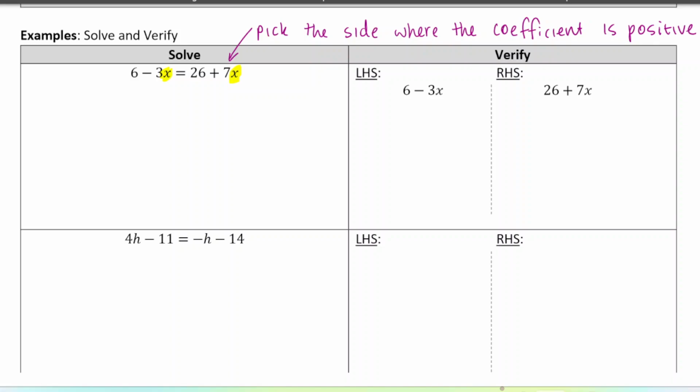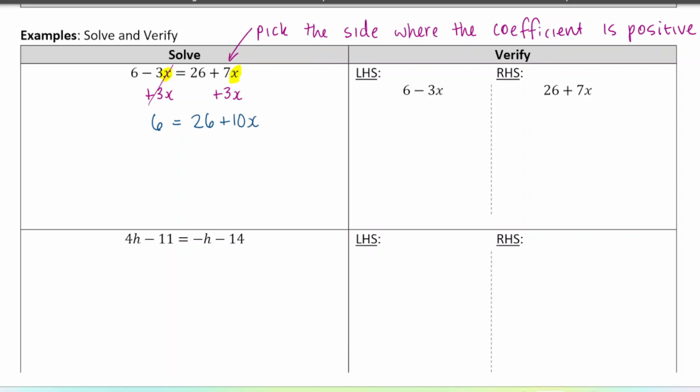So I can either choose to subtract 7x from both sides, or I can add 3x to both sides. Here what I'm going to do to both sides of the equation is add 3x. So I'll have negative 3x on the left side plus 3x. So essentially that goes away. It's going to be 0. And it'll bring all of the x's to the right-hand side. So let's see what we have now. On the left-hand side, all I'll be left with is 6. And on the right side, I'll be left with 26 plus 10x. Okay, so 7x plus 3x is 10x. Those are like terms, so we get to add those together.